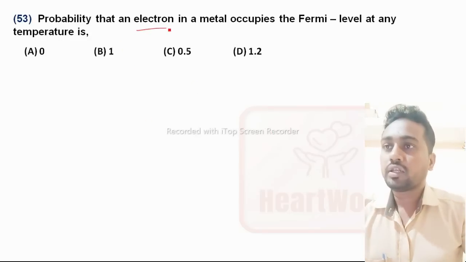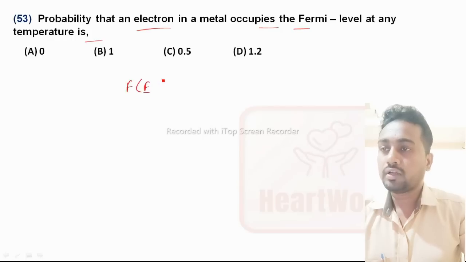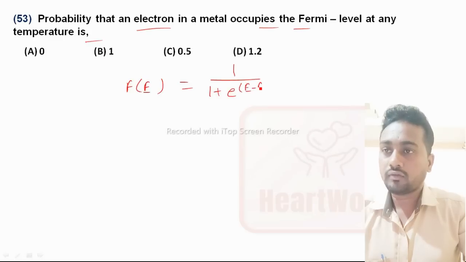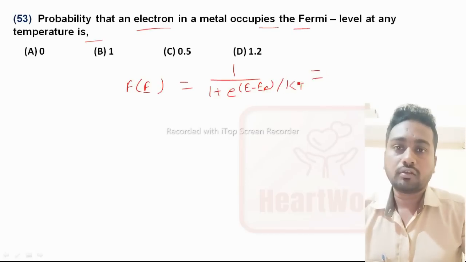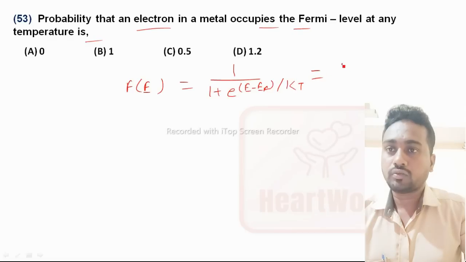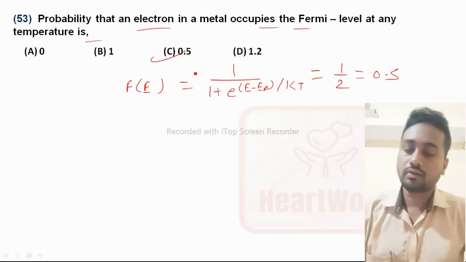What is the probability that an electron in a metal occupies the Fermi level, at any temperature? The Fermi function F(E) equals 1 by 1 plus e to the power (E minus EF) divided by kT. At the Fermi level, at any temperature, it is always 1 by 2, that is 0.5. Option C is the right answer.